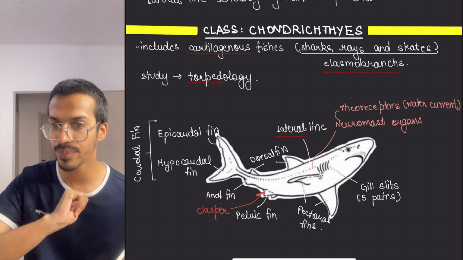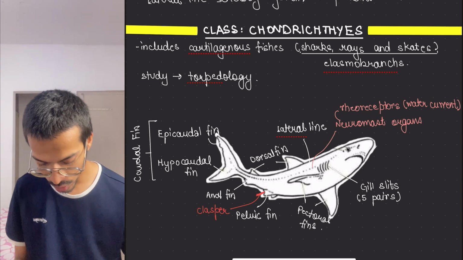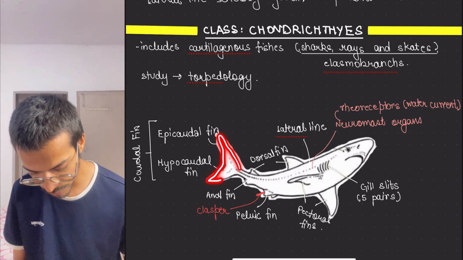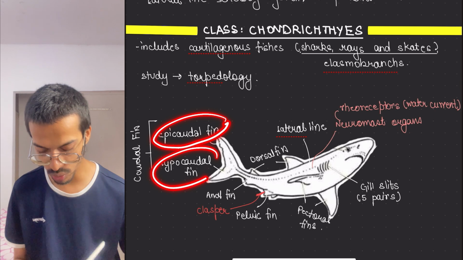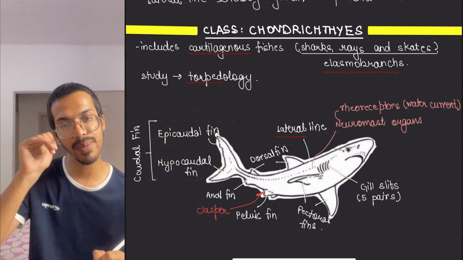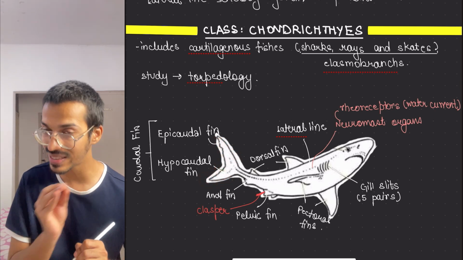Paired and unpaired. If I want to show you the unpaired ones. Okay. Unpaired is what? This is what? Caudal fin, which is called as tail fin. It has 2 parts, epicaudal fin and the hypocaudal fin. Epi means upper, hypo means below. Okay, they are both unsymmetrical. Can you see that they are not looking equally same?